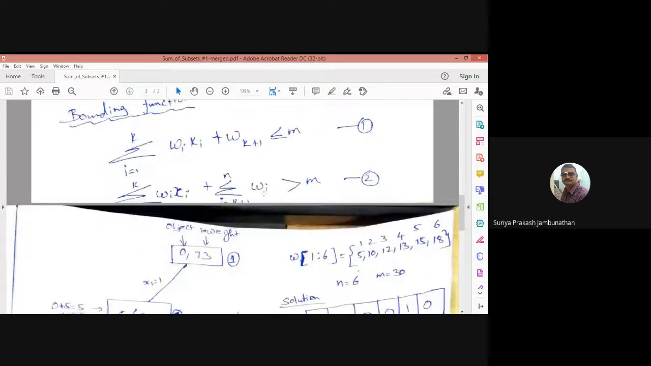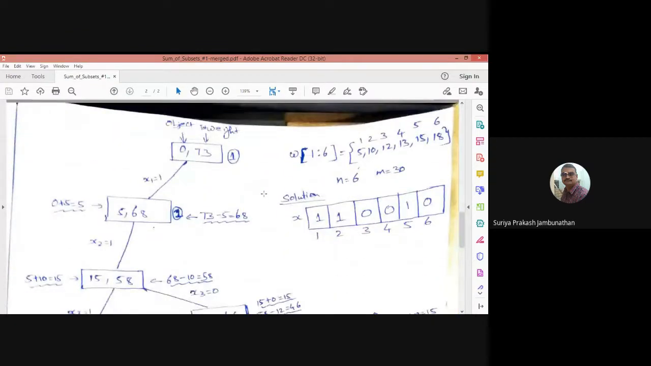Okay, let's go to the problem. Please listen carefully, students. This particular problem we are solving with the use of the sum of subset methodology. So how we are taking, let's see carefully. As I told, the problem they have given is w of 1 colon 6 equal to 5, 10, 12, 13, 15, 18. So these are the 6 values we are having. Every value has its own position.